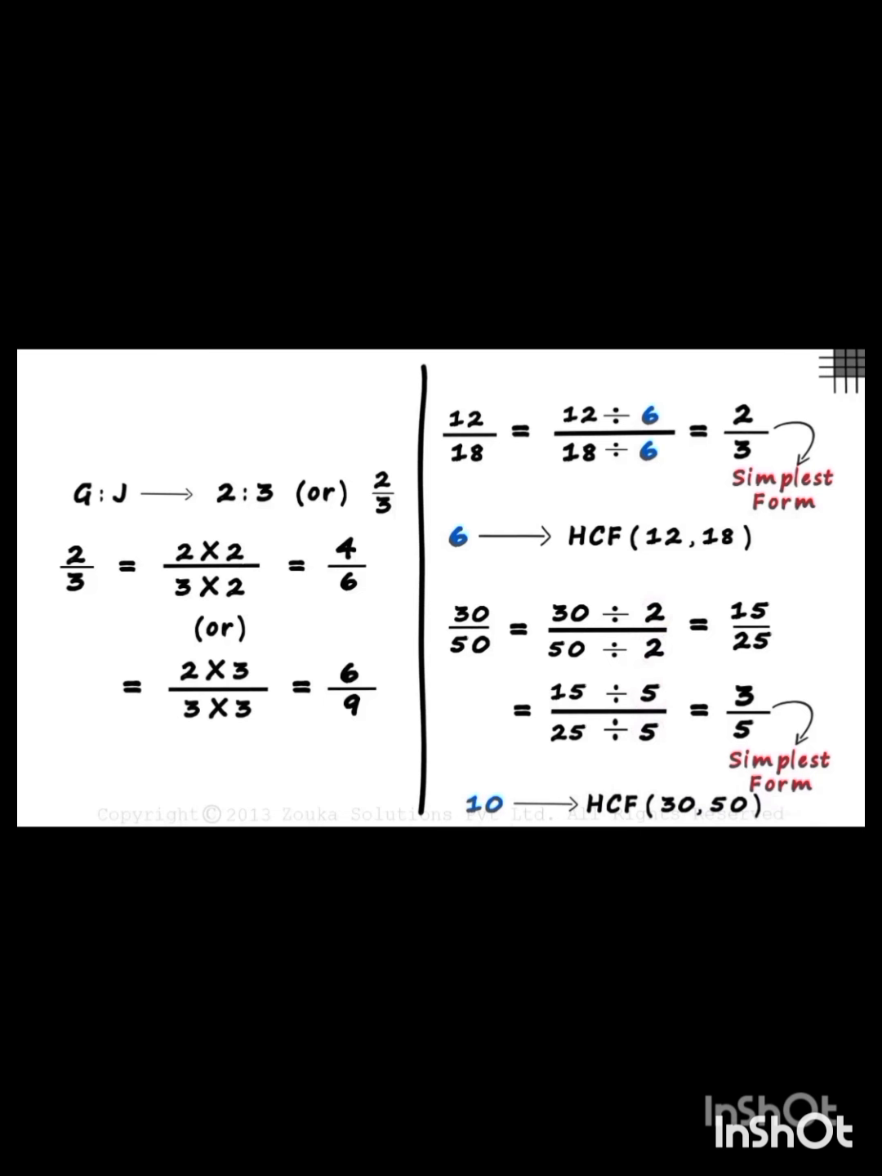So we have to simplify. We first find the HCF to simplify, and then divide. I would recommend you first find the HCF, then divide the numerator and the denominator by it.